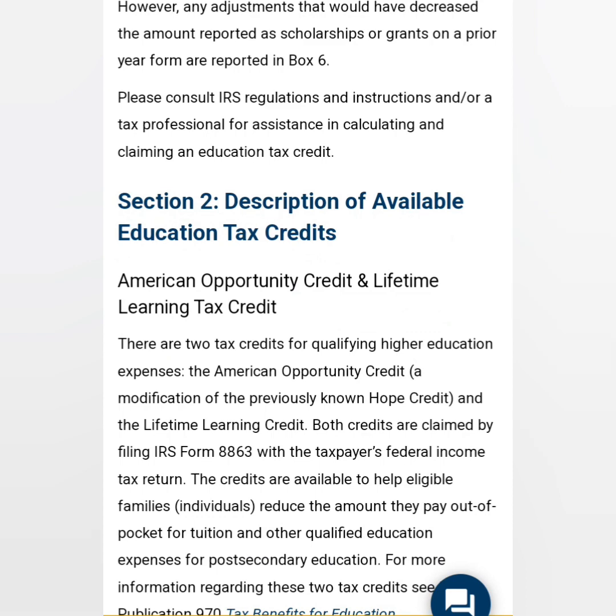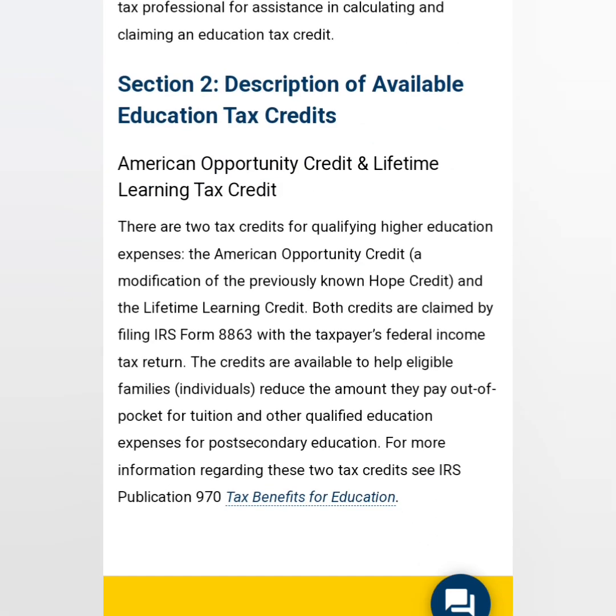Section 2. Description of available education tax credits: American Opportunity Credit and Lifetime Learning Tax Credit. There are two tax credits for qualifying higher education expenses: the American Opportunity Credit, a modification of the previously known HOPE credit, and the Lifetime Learning Credit. Both credits are claimed by filing IRS Form 8863 with the taxpayer's federal income tax return. The credits are available to help eligible individuals and families reduce the amount they pay out of pocket for tuition and other qualified education expenses for post-secondary education.